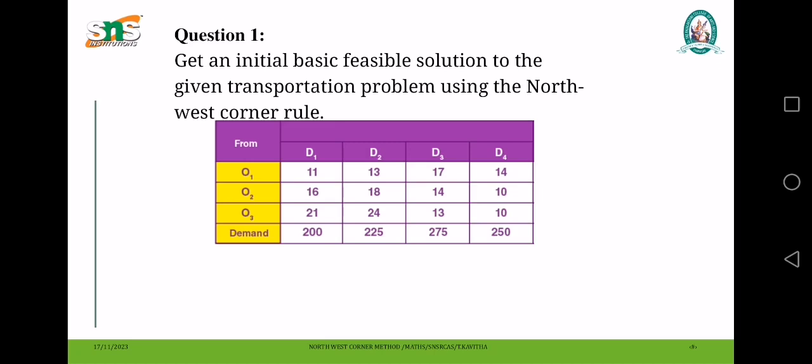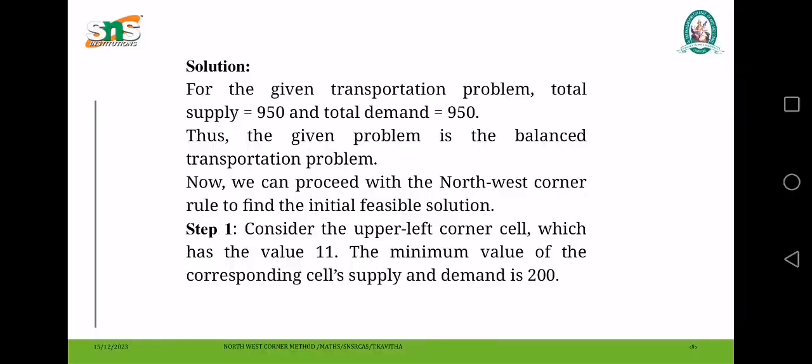Here is the example for the northwest corner method. Get an initial basic feasible solution to the given transportation problem using the northwest corner rule. Here, the demand and supply are given as 11, 13, 17, 14. Solution: for the given transportation problem, total supply and total demand are equal, 950 and 950. Therefore, the given transportation problem is balanced. So, we can proceed with the northwest corner rule to find the initial basic feasible solution.